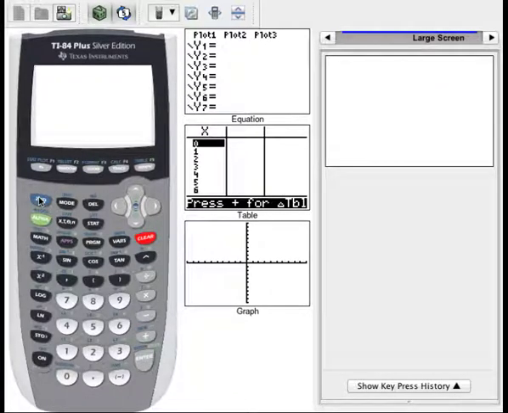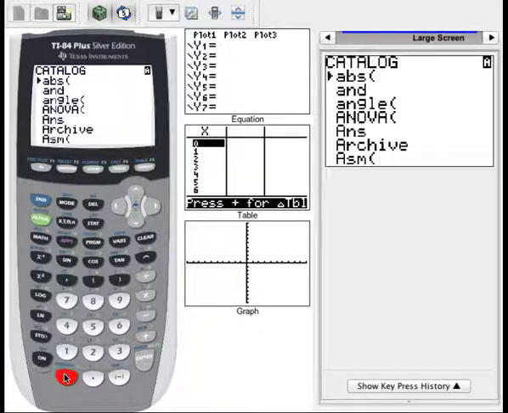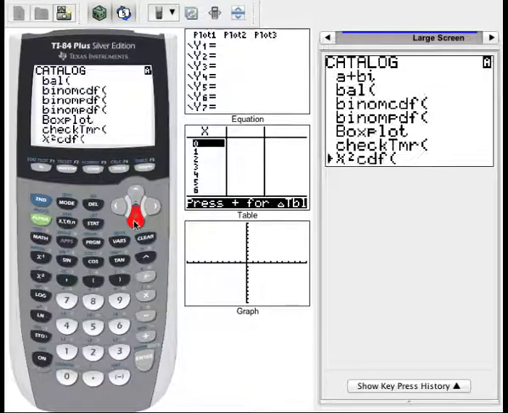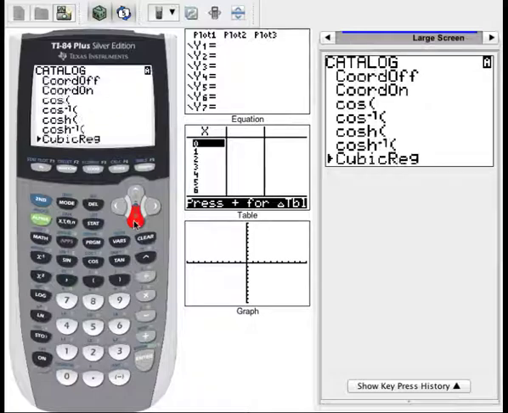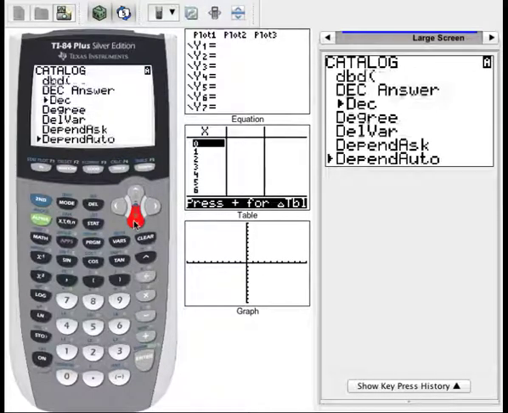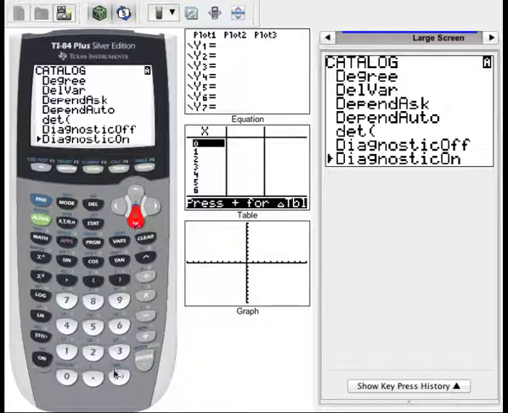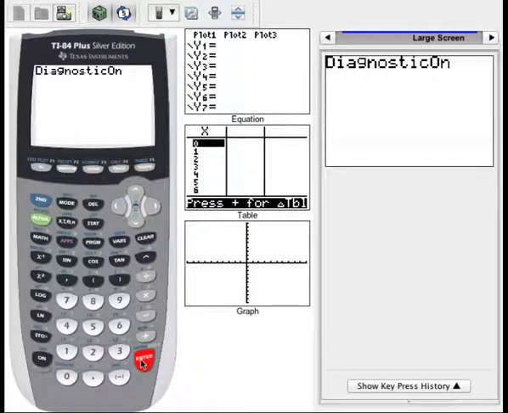Whether it's on or not, the only way to really know for sure is to just turn it on. If it's on, it'll just stay on, and if it's not, it'll turn on. So we hit the second key, go down to where the 0 is, and select that to get into the catalog. We can just scroll down in the catalog until we get to the diagnostics. We want diagnostics on. And there are the diagnostics, so we'll select diagnostics on. Then we have to execute that, so we hit enter again. And once it says done, that means it's actually turned the diagnostics on.